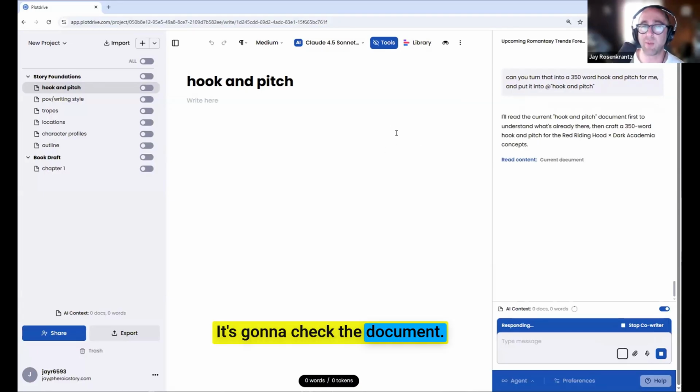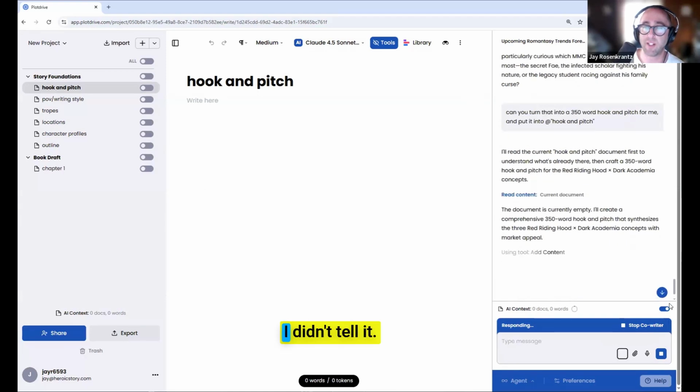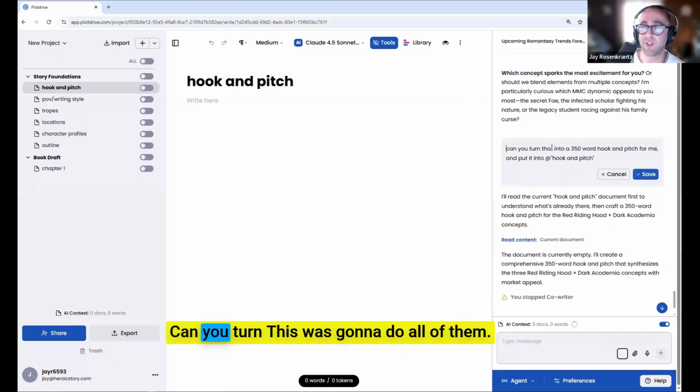It's going to check the document. There's nothing there. Oops, I didn't tell it. I need to stop it. I need to remind it. So we're going to go back. Can you turn, this was going to do all of them. Can you turn Grandmother's Academy?